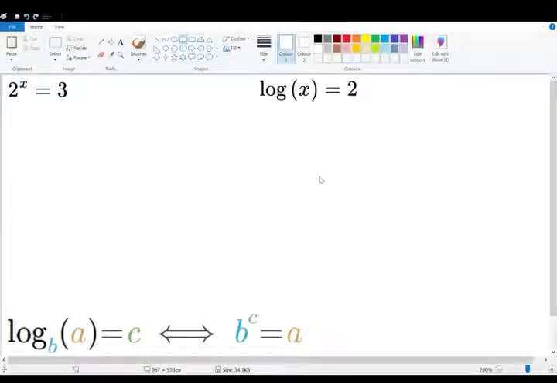Now let's use the formula we just took a look at and solve a few equations. I have the formula written down here in case you cannot remember. So let's start. We can see that we have 2 raised to x equals 3, which is the same as b raised to c equals a. So we can just simply replace it with log sub b of a equals c.